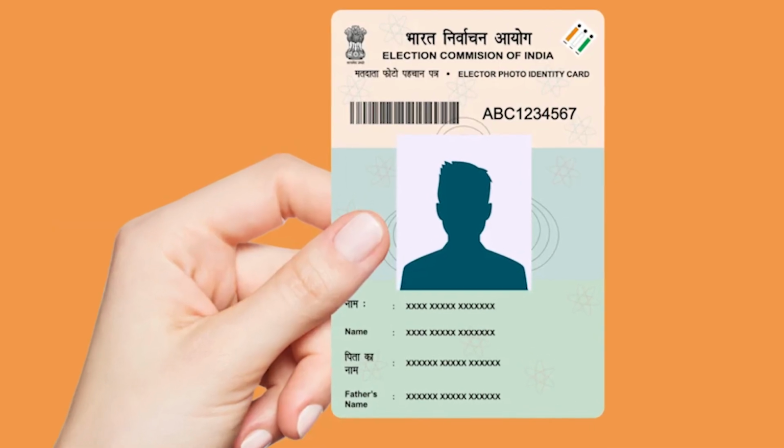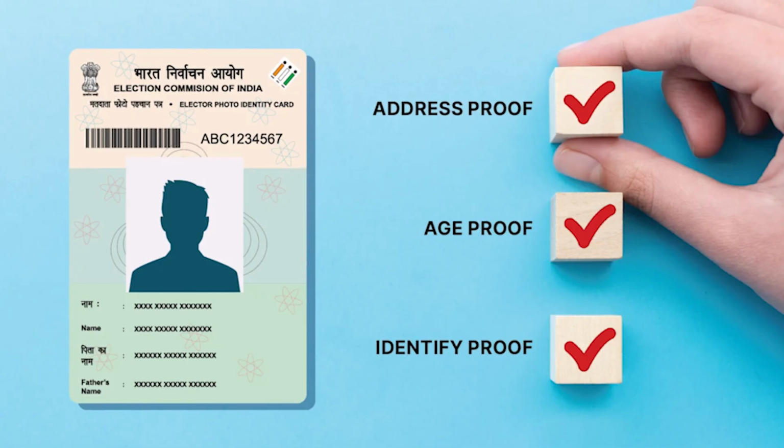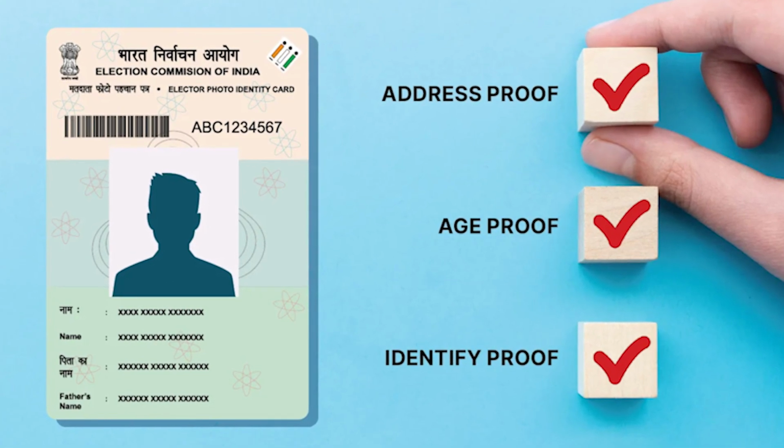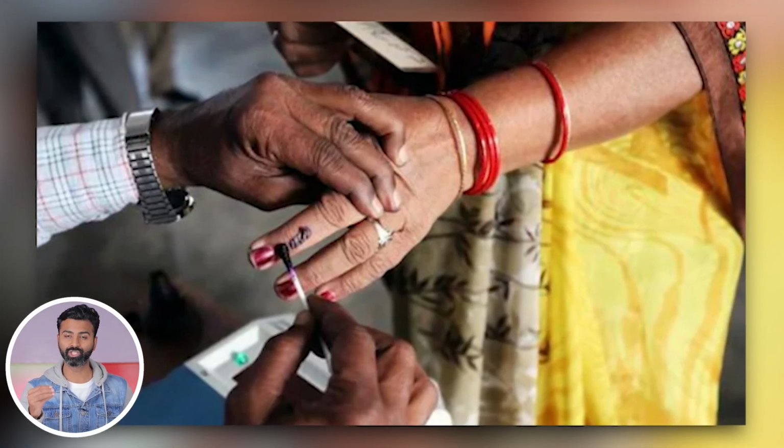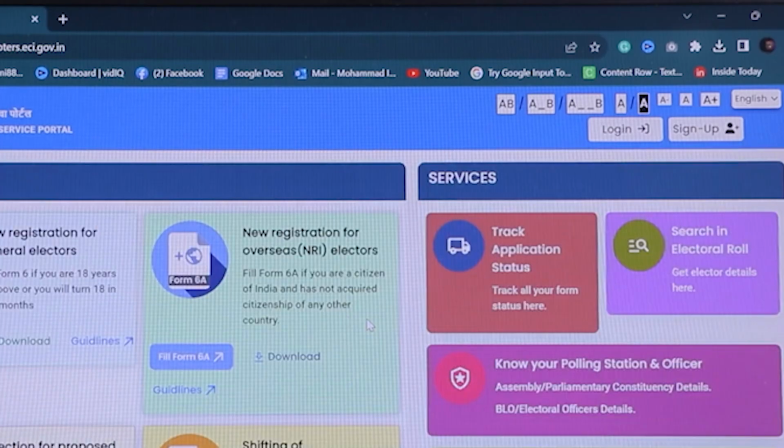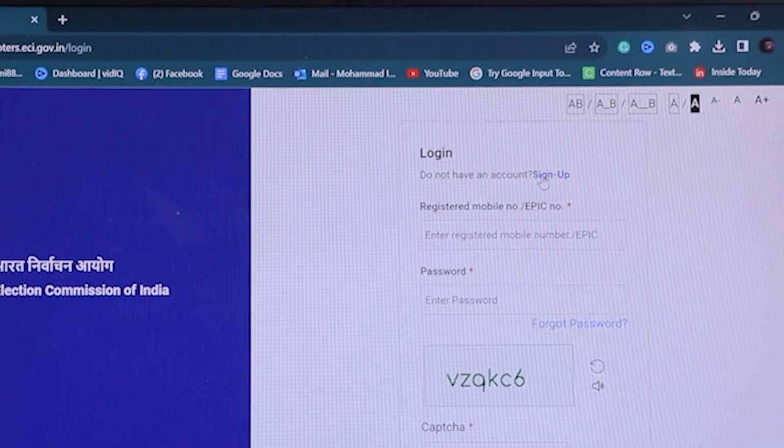First things first, this process does not require you running from pillar to post, and you should know that the voter ID is an essential government document that has more uses than just being an ID for documentation. It gives you the power to effect change in society. And this process is a little time consuming and involves a few steps, so please be a little patient.